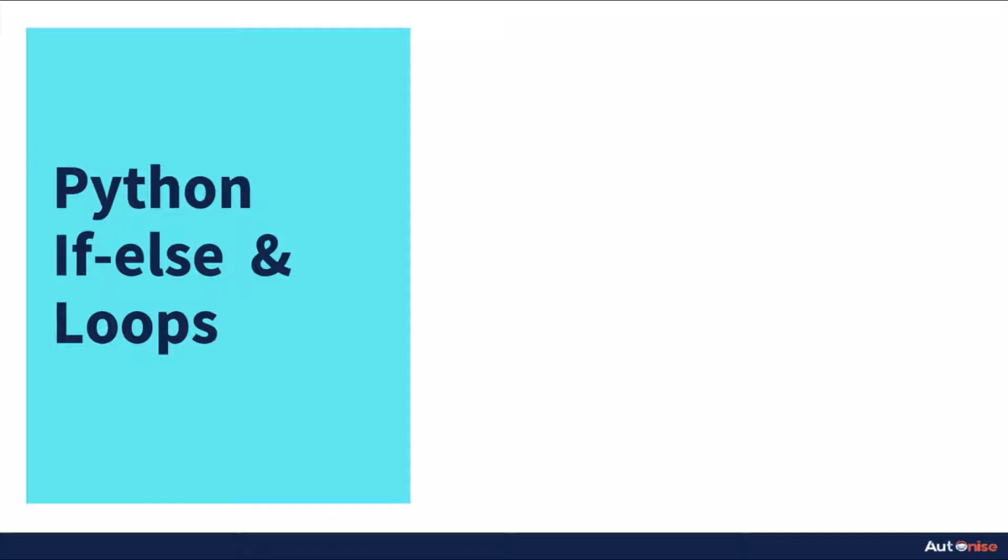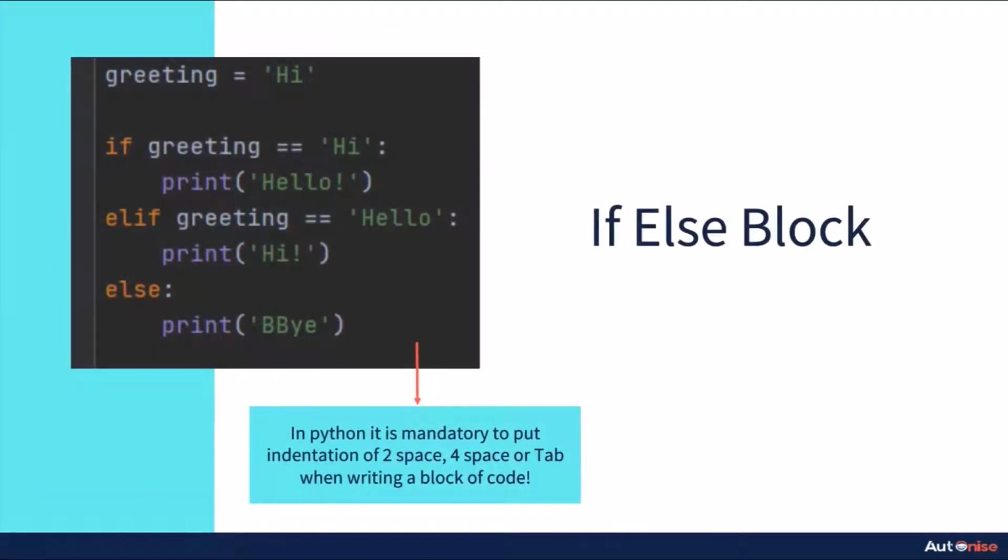Now let's try to read about if-else block and how to create loops in Python. Here is the example of an if block. If block is made to execute some part of a code which you want to be executed if a certain logical condition is met.